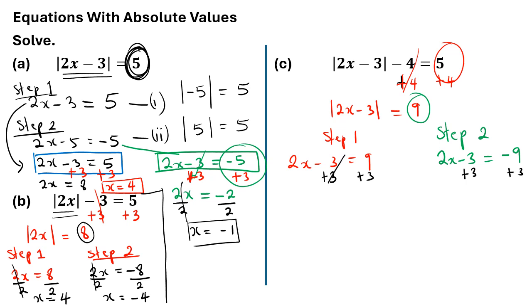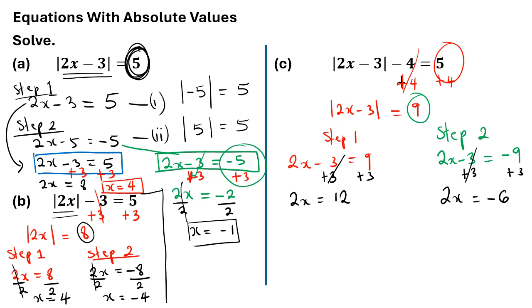So we cross this out. I'm going to drop my 2x and set all of that equal to 12. But for the second equation, I'm going to cross this out. I'm going to have 2x is equal to negative 9 plus 3. That will be negative 6. All right, so we have to be really careful here.